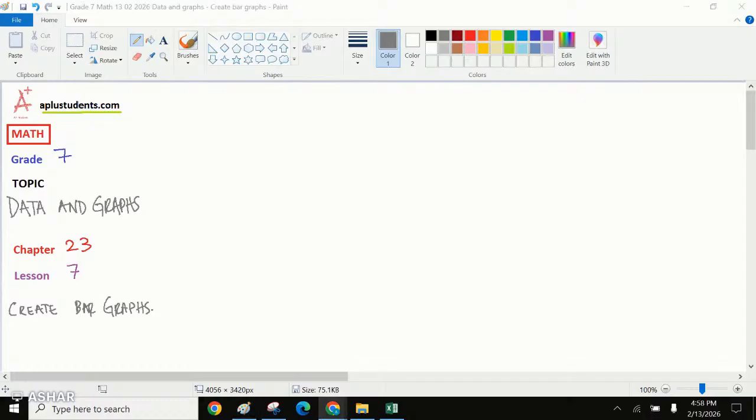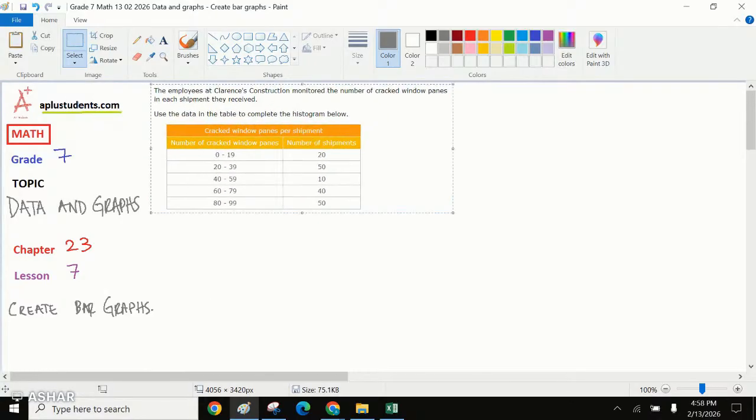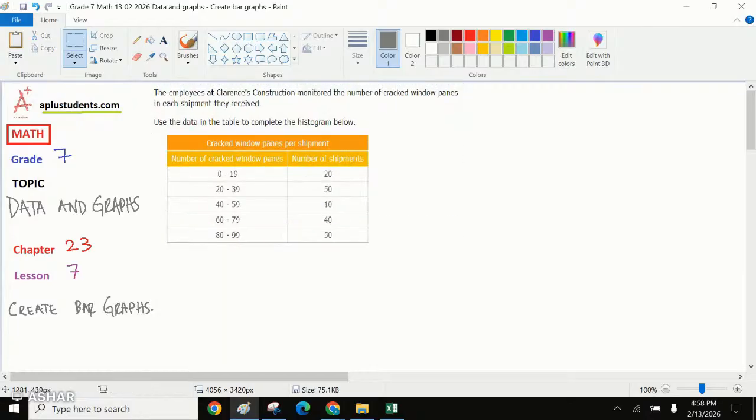So we're on the website, maths, grade 7, chapter number 23, data and graphs, and lesson number 7. So the question we have, it says, the employees at a clearance construction monitor the number of cracked windows. If this question is given to us, we need to create a histogram or a bar graph.